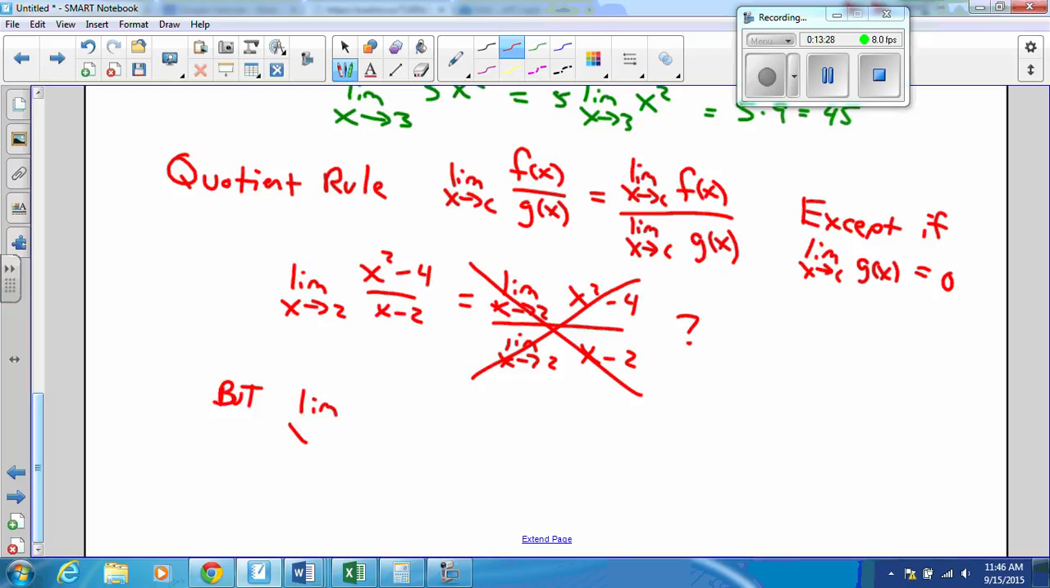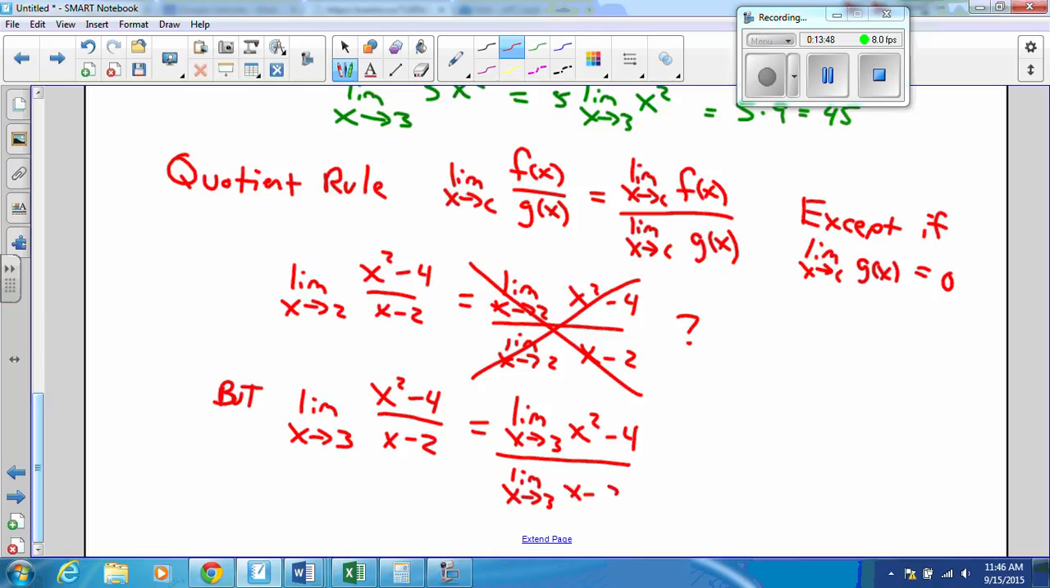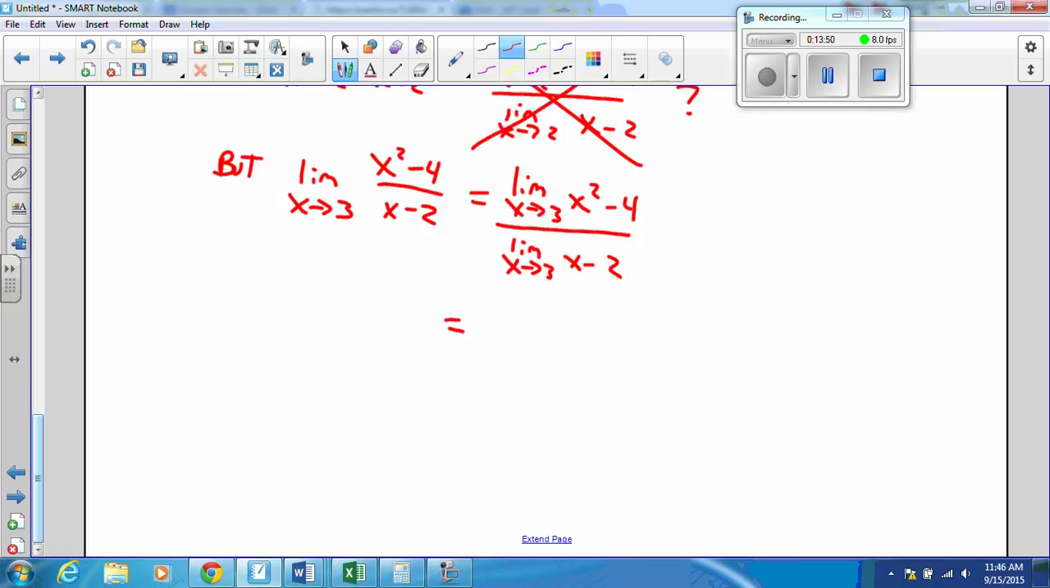But if I go to any other value, for example, I take the limit as x goes to 3 of x squared minus 4, then I can use the quotient rule because my denominator is not going to 0. And in fact, let me label the properties as we go down. QR, quotient rule, is that a fair enough label here?